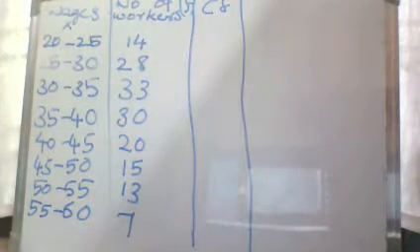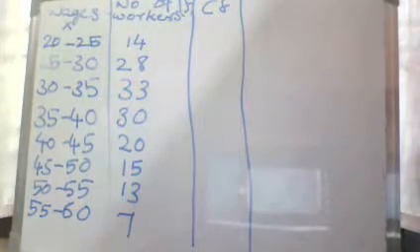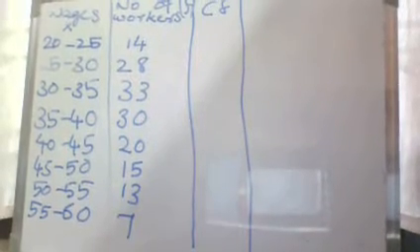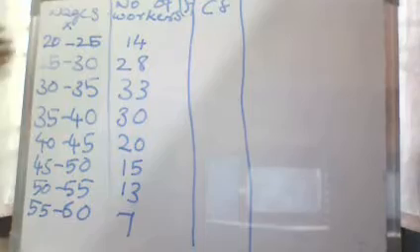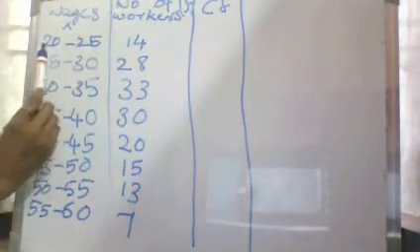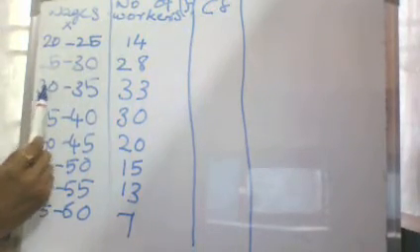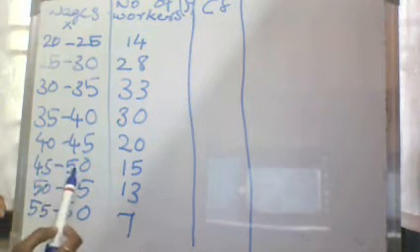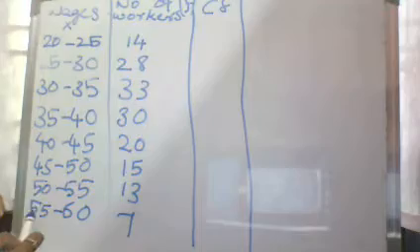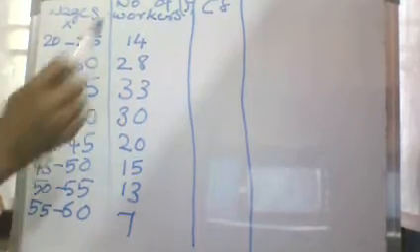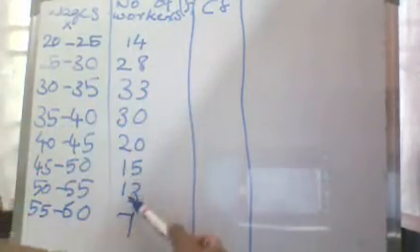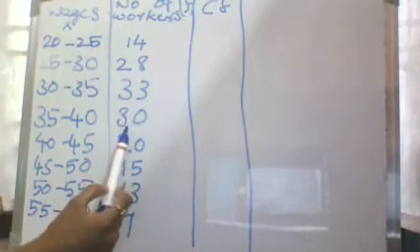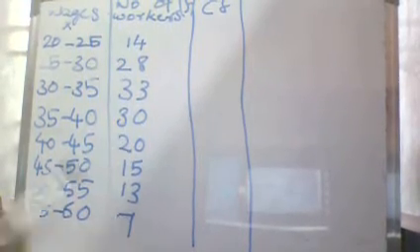In this problem, we need to find the median. Compute the median daily wages. That is the question. Here you can see the wages: 20 to 25, 25 to 30, 30 to 35, 35 to 40, 40 to 45, 45 to 50, 50 to 55, 55 to 60. In this column you can see the number of workers: 14, 28, 33, 30, 20, 15, 13, 7.